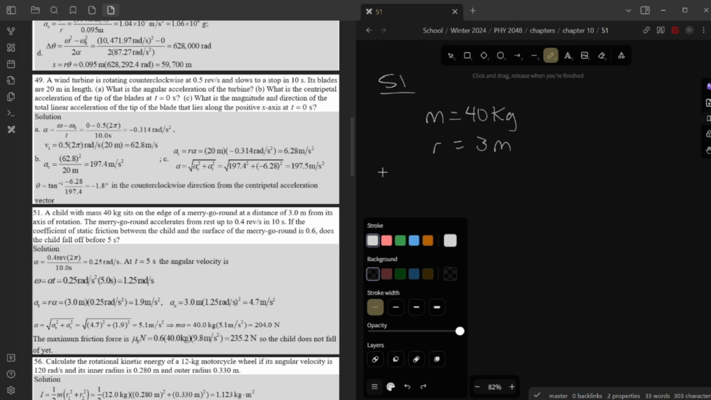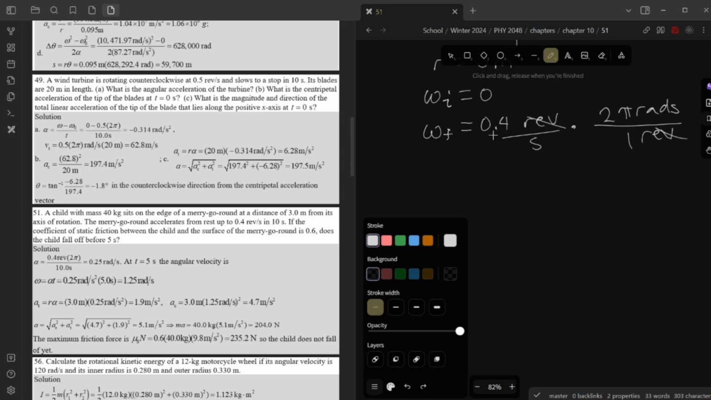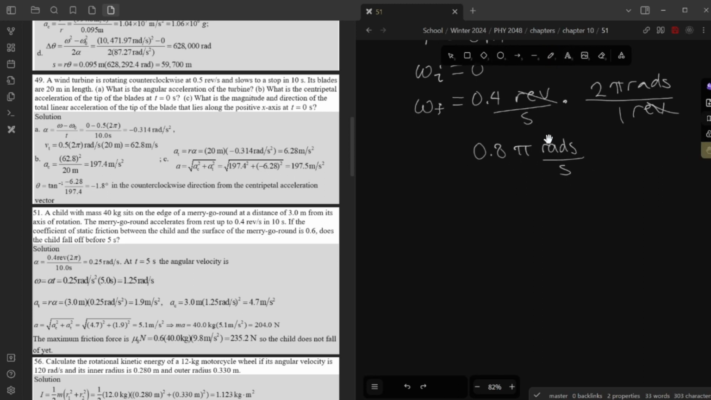And then it accelerates from rest to 0.4 revolutions per second. So it looks like we're given an initial omega, which is 0, and then a final, which is 0.4 revolutions per second, which we need to convert. So let's go ahead and do that. Revolutions per second, so we multiply by 2 pi radians over 1 revolution. These cancel, so it's just a multiplication problem. So this should be 0.8 pi radians per second. So that's our final omega.